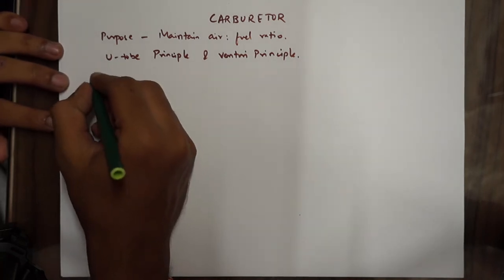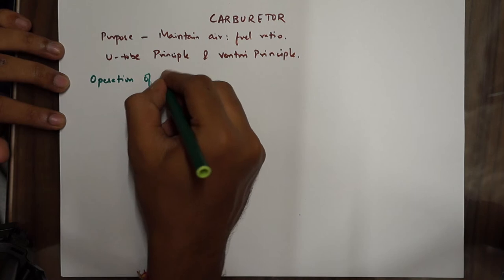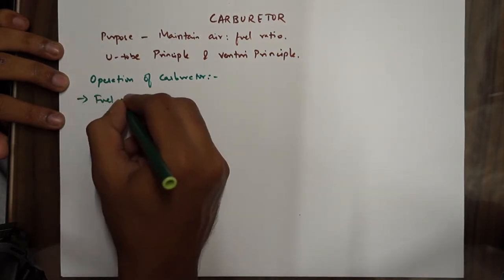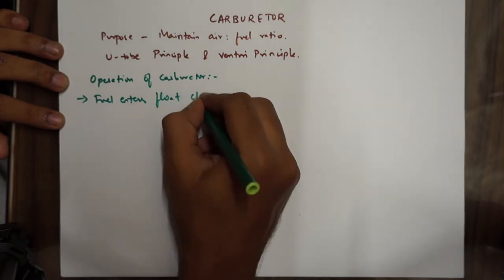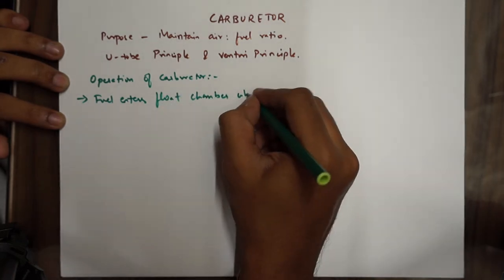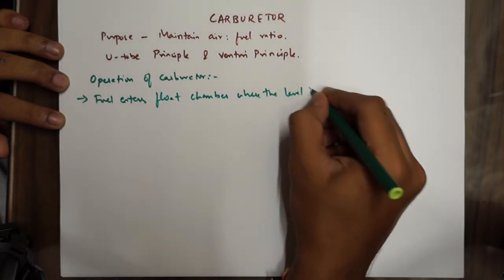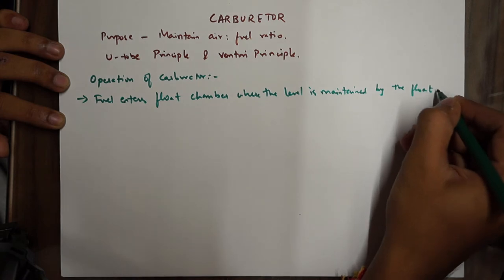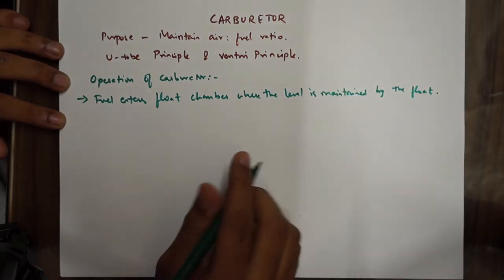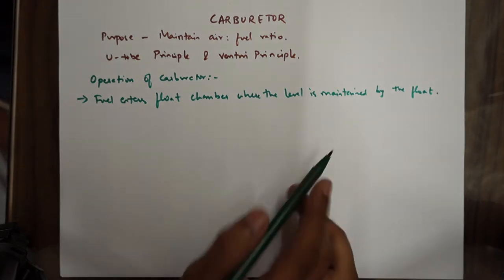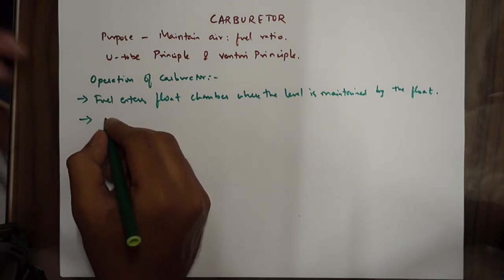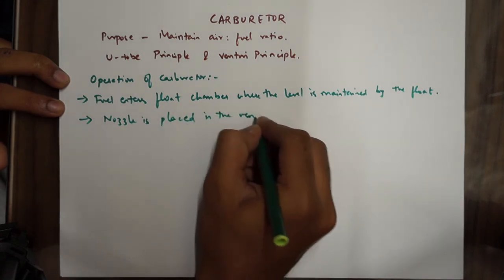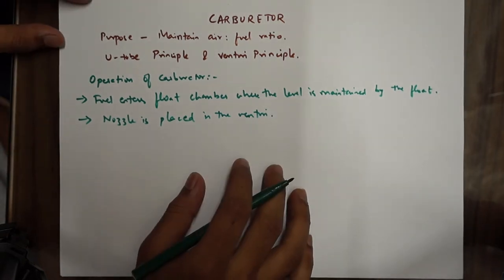Let's start with the operation of the carburetor. The first step, as I mentioned, is that fuel enters the float chamber, where the level is maintained by the float through the U-tube principle. The float controls the fuel level, and on the other side of the tube you have the nozzle, placed in the Venturi.